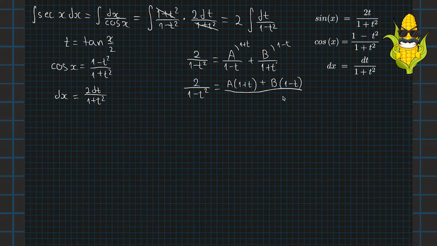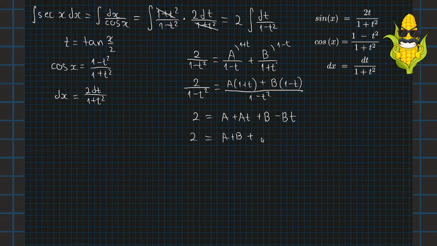This whole thing is over, oops, sorry, that's a bit ugly. This whole thing is over 1 minus t times 1 plus t, which is 1 minus t squared. The denominators are the same here, so we're just going to say that the numerators are equal. So I'm going to say 2 is equal to a plus at, and I'm just distributing here, plus b minus bt, which suggests that 2 is equal to a plus b plus a minus b times t.